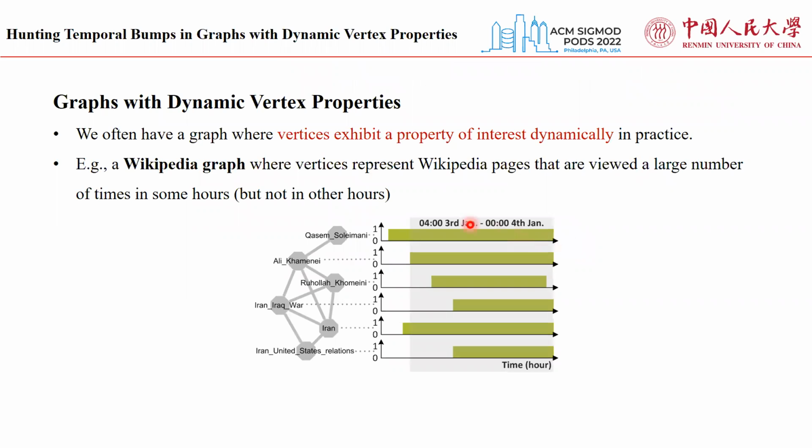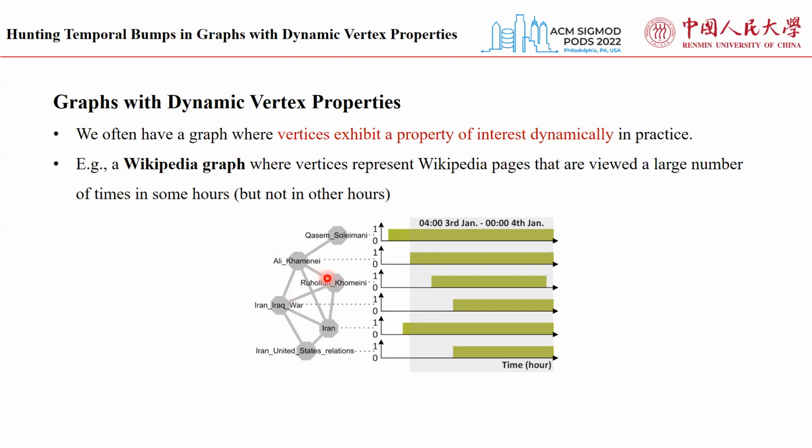In our paper, we focus on graphs with dynamic vertex properties. So, what are graphs with dynamic vertex properties? In practice, we often have a graph where vertices exhibit a property of interest dynamically. For example, we may have a Wikipedia graph where vertices represent Wikipedia pages that are viewed a large number of times in some hours, but not in other hours.